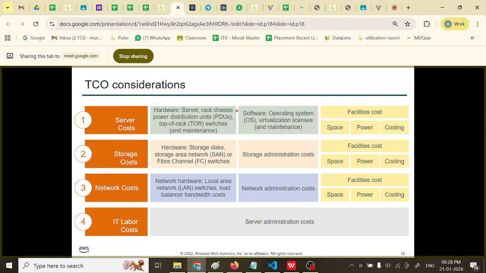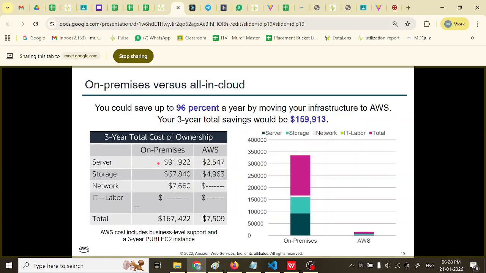Now these are all for your physical servers. That is, physically you're maintaining a data center. Now how can we save all these when we move from physical on-premises to AWS? When we move to AWS, you're able to see the server. We used to spend around $91,922. But when we move everything to AWS, the overall cost, server, storage, network together, they were spending around $1,67,422. When they move everything to AWS, they will spend only $7,500, and that too with the AWS 3-year PURI.